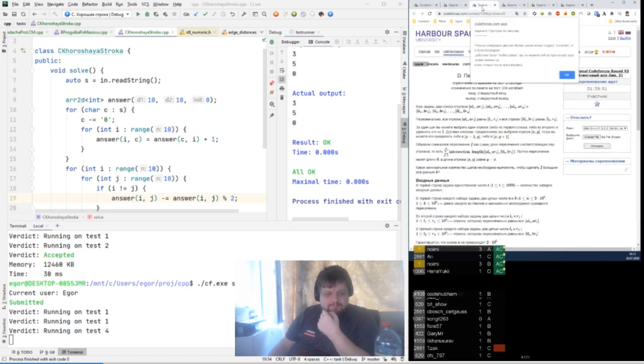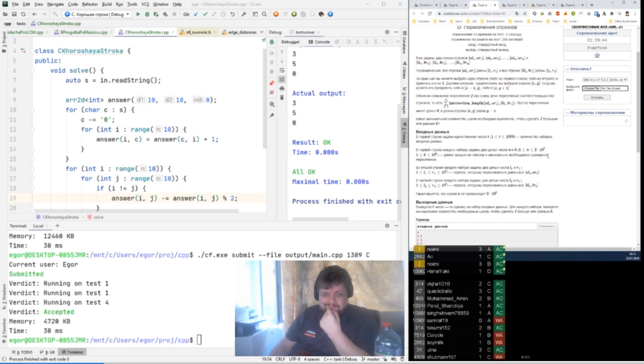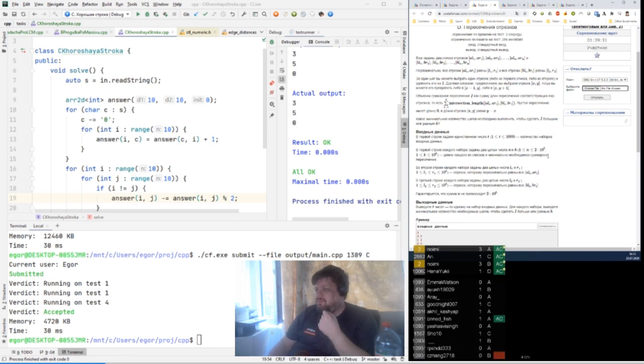And here we go. Okay, problem D. Here we have n copies of segment L1 R1, also n copies of segment L2 R2.